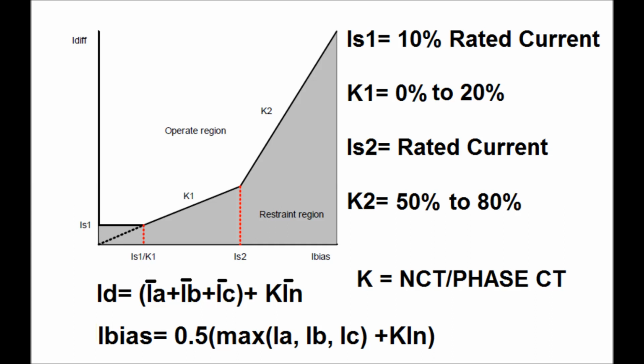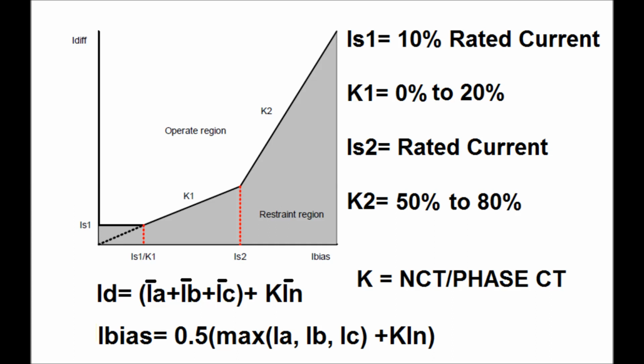And bias current is the average of the maximum of the three phase currents plus K into IN. So if IA is the maximum current, then IA is taken, K into IN is added, and it is divided by a factor of 2, then we get the bias current. It is more or less similar to the differential protection relay. In differential protection relay, the bias current is I1 plus I2 by 2. Here I2 is given as K into IN and I1 is the maximum of the three phase currents.